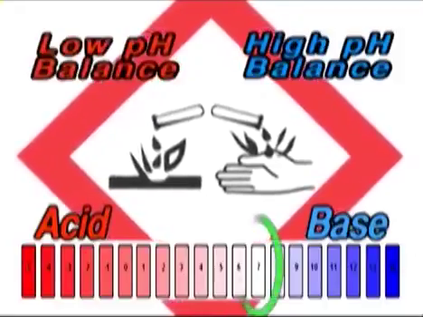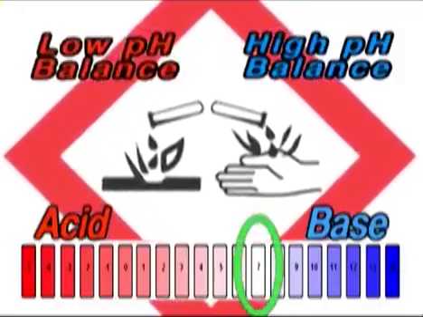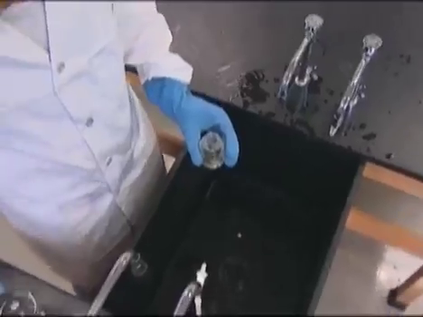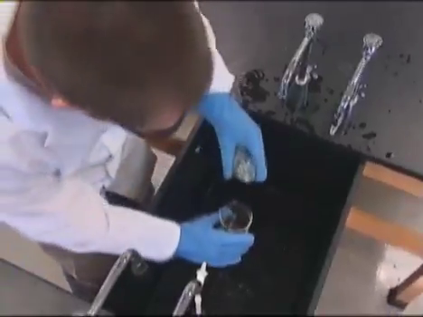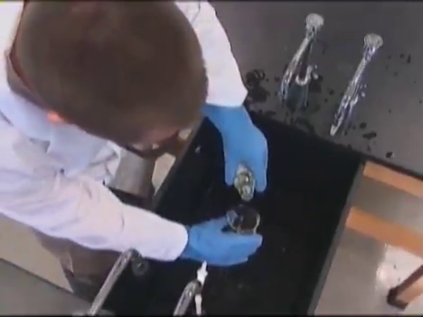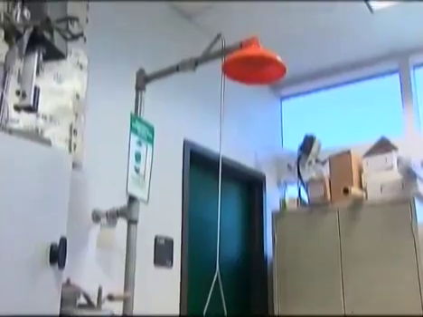Pure water has a pH balance of 7.0 and is neutral. You can neutralize or weaken both bases and acids by adding water. This is why job sites have emergency eye wash stations and showers.